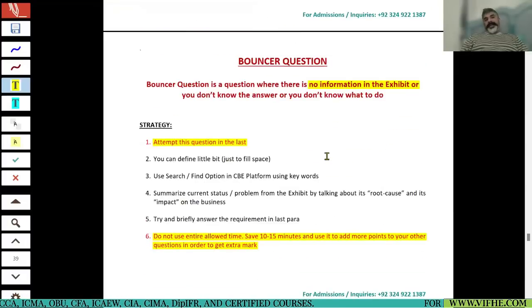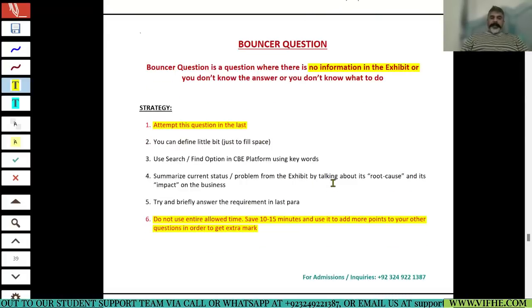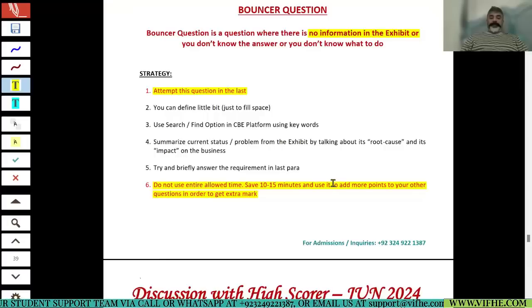And then the bouncer question that we will do in the last. We will just try to write some basic things from the pre-seen, and we will save time and go back and finish the previous incomplete answers to get guaranteed marks. Forget about point 3. We don't have that much time in the exam.